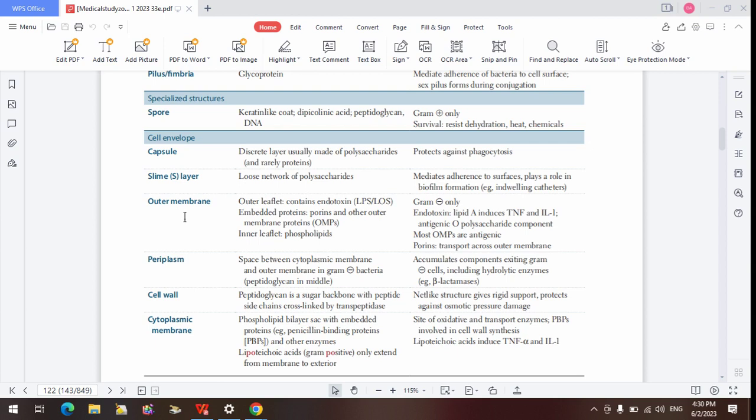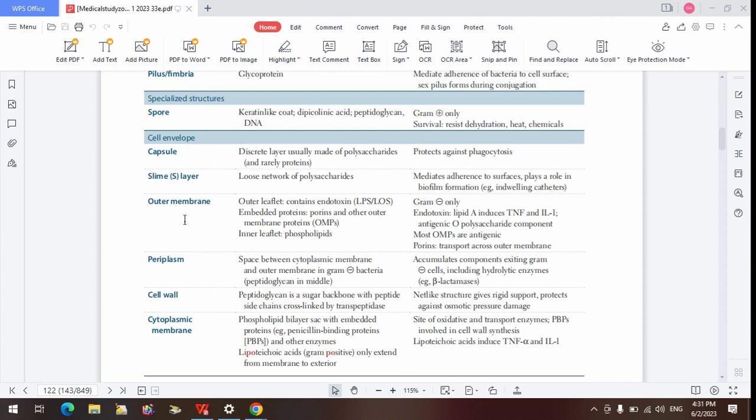Okay, so let's go to the next one, the outer membrane. After the capsule and the slime layer, we look at the outer membrane. The outer membrane contains three layers: the outer leaflet, the middle layer that contains proteins, and the inner leaflet.